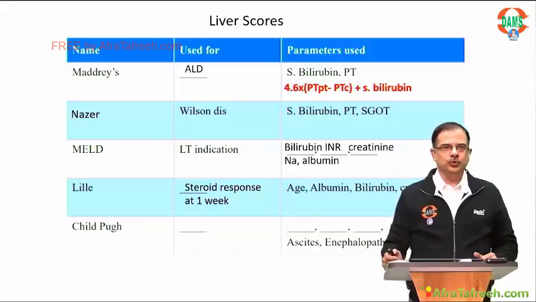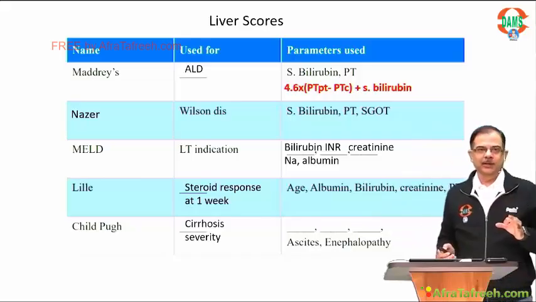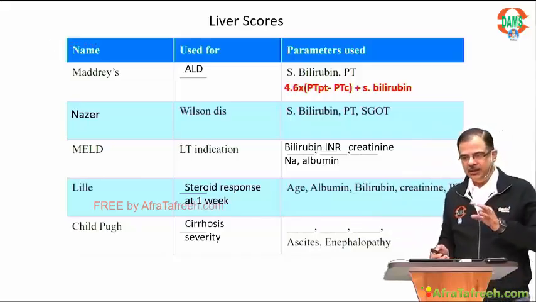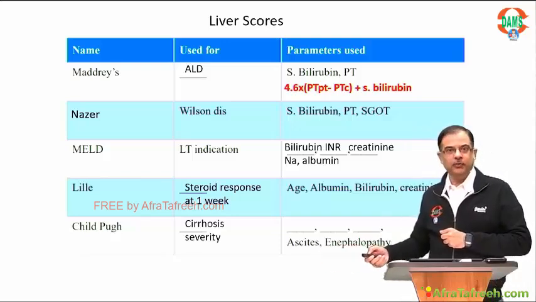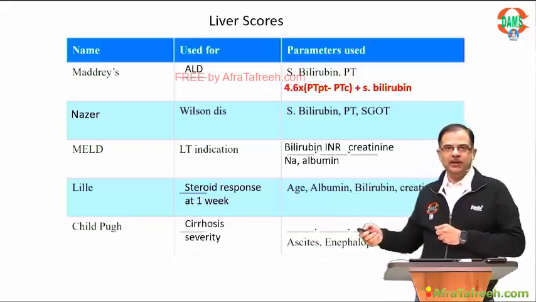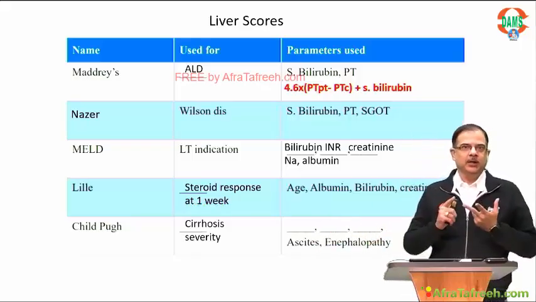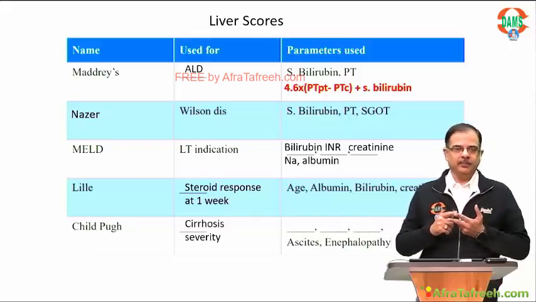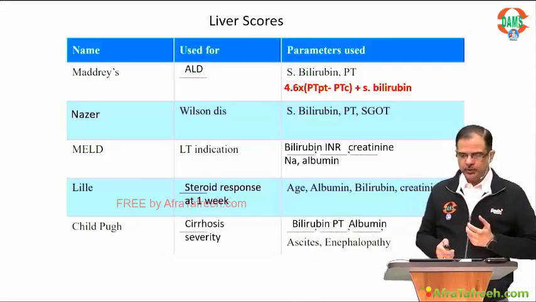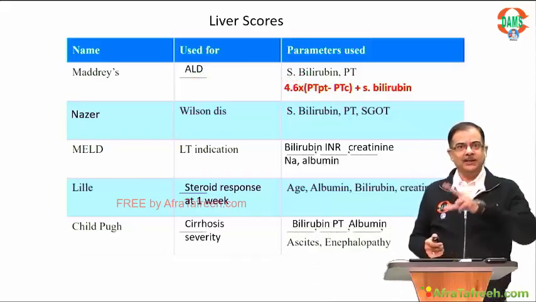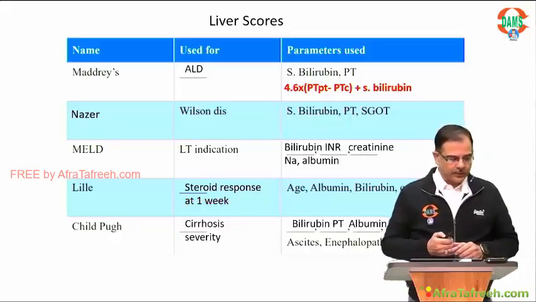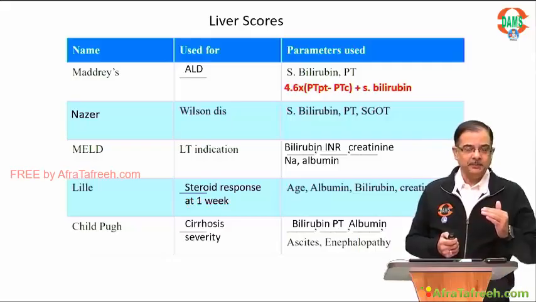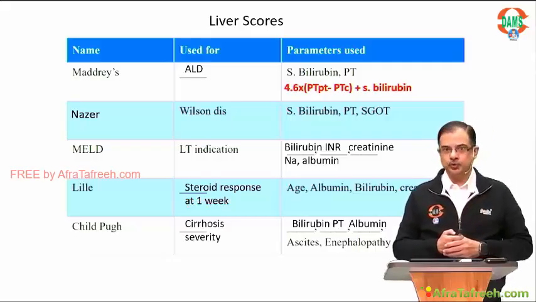While the Child-Pugh score is for cirrhosis severity, in which three biochemical parameters and two clinical parameters are taken. The clinical ones are ascites and encephalopathy, while the three biochemical parameters are bilirubin and prothrombin time, used in every scoring system, and the third parameter is albumin. These are the parameters used for the Child-Pugh score.